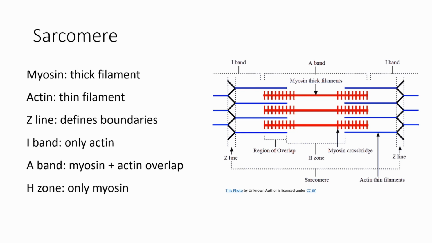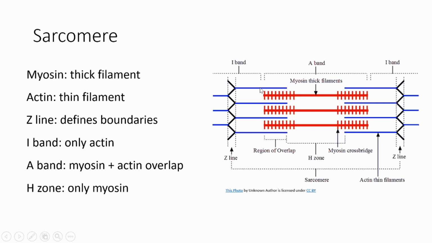Some other regions we want to be familiar with are the I band, the A band, and the H zone. The I band can be described as a location where you would only find actin. There's no overlap between actin and myosin in the I band. The H zone is similar, except we're looking at myosin. So the H zone is where you find myosin only, and you don't have any overlap with actin. The A band spans the entire length of the myosin filament, and does include where myosin and actin overlap.